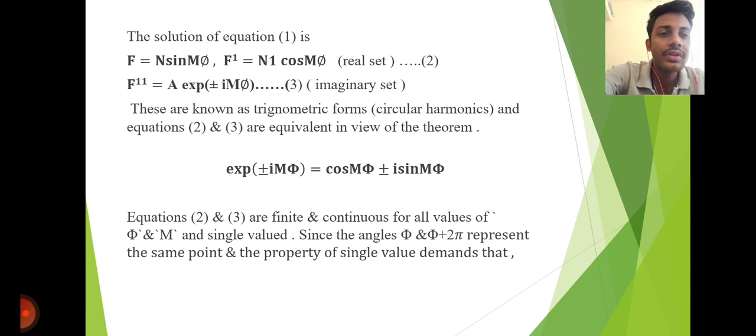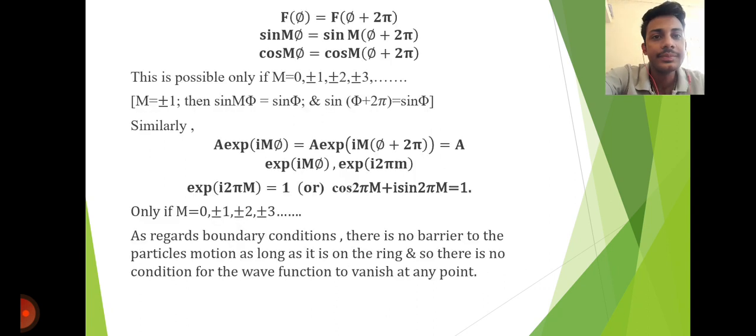These equations are in trigonometric forms. These are also called circular harmonics. And equations 2 and 3 are equivalent in view of the theorem, that is exponential of plus or minus i m phi is equal to cos m phi plus or minus i sin m phi, where equations 2 and 3 are finite, continuous for all values of phi and m, and single valued. Since the angles phi and phi plus 2 pi represent the same point, the property of single-valuedness demands that f of phi is equal to f of phi plus 2 pi, sin m phi is equal to sin m into (phi plus 2 pi), cos m phi is equal to cos m into (phi plus 2 pi).